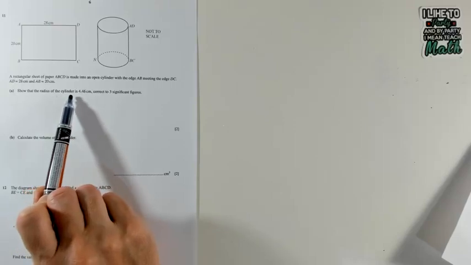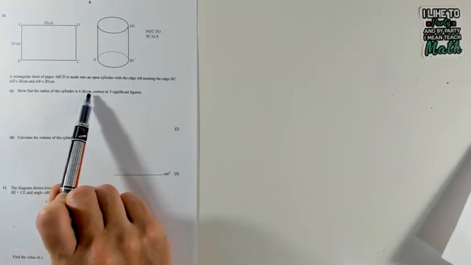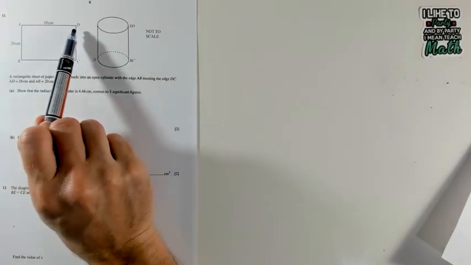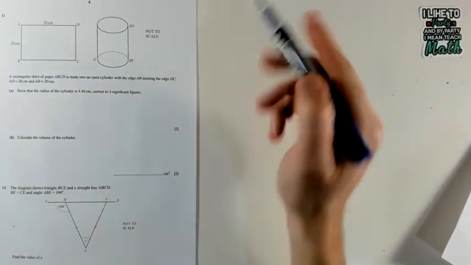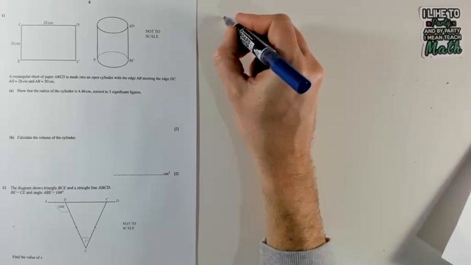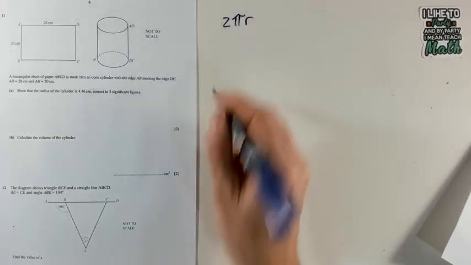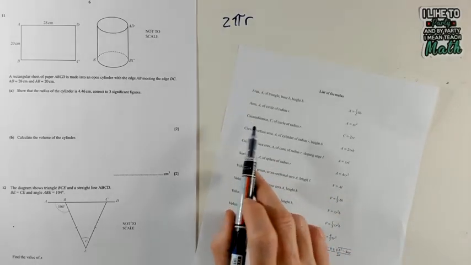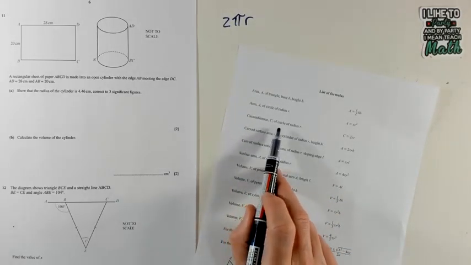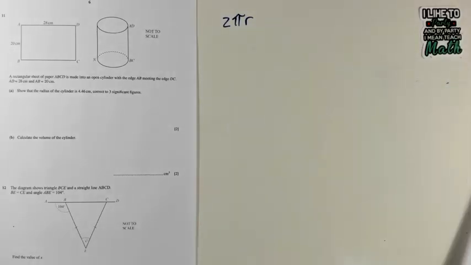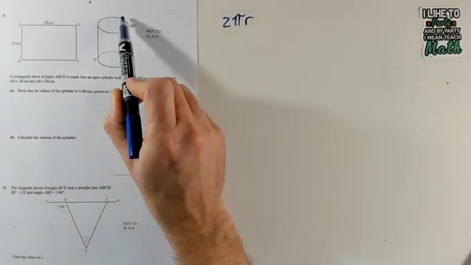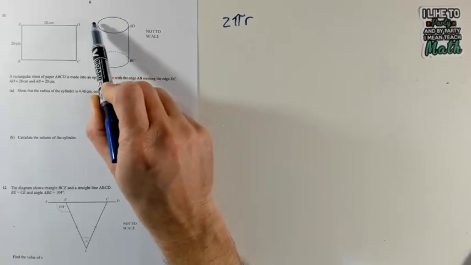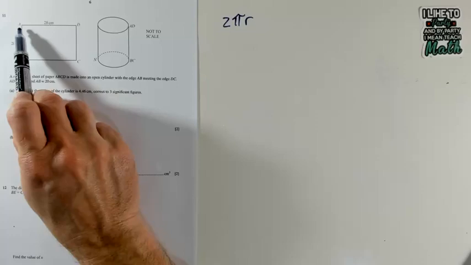So show that the radius of the cylinder is 4.46. So the radius there, if I look at AD, is the length there. The circumference of a circle is 2 pi r. Not the radius, sorry, the circumference of the circle. So the circumference of the circle is 2 pi r. Now I can't find the radius directly, but I have the circumference of the circle. So the circle all around there is actually the length from there to there.